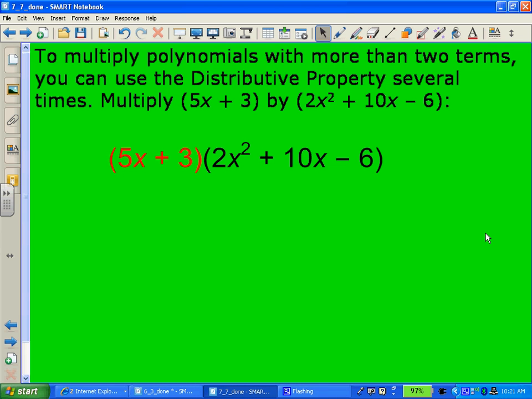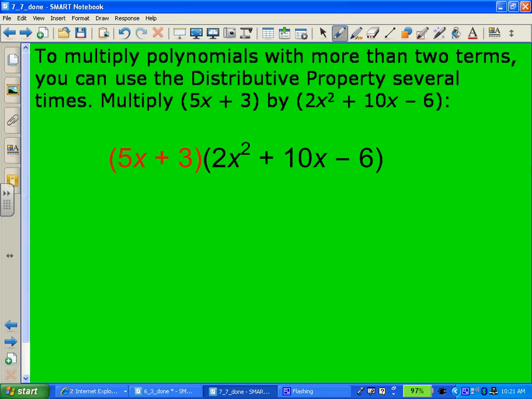This is 7-7 part 2, and we're going to be talking about how we multiply when we have pretty much more than just binomials. I'm going to show you three different ways that we can do this, and like I told you in class today, you can pick the one that makes the most sense to you.